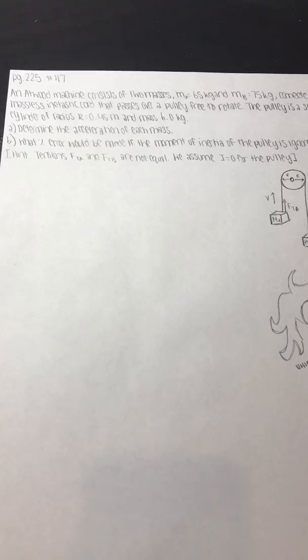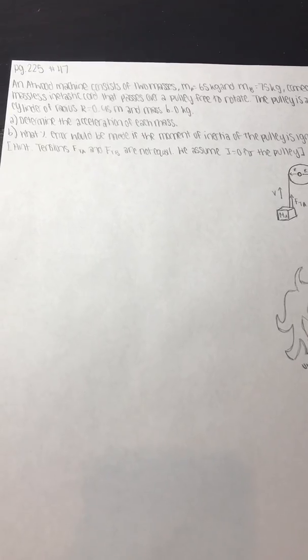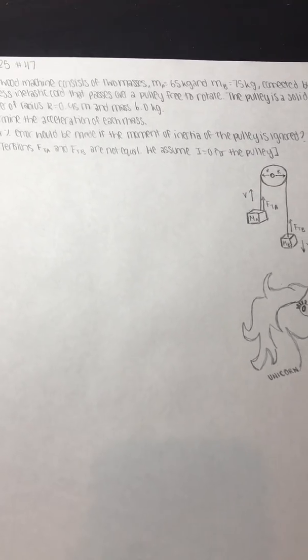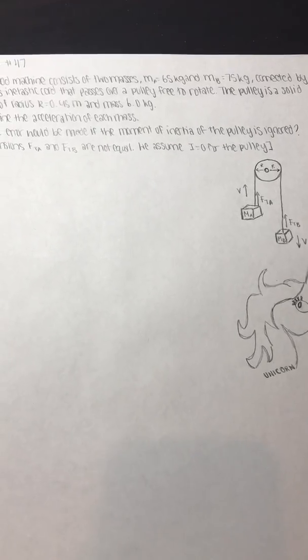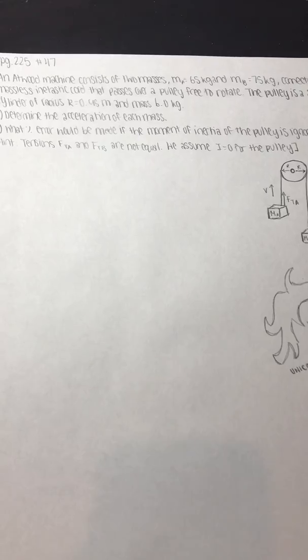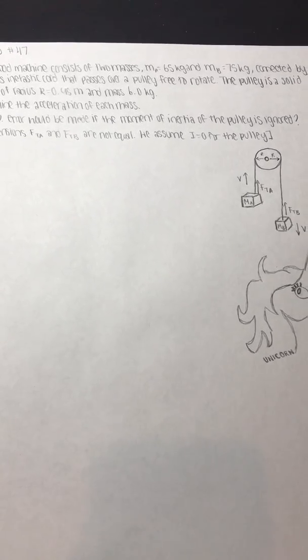The pulley is a solid cylinder of radius 0.45 meters and a mass of 6 kilograms. Determine the acceleration of each mass, and what percent error would be made if the moment of inertia of the pulley is ignored. Hint: tensions force tension A and force of tension B are not equal. We assume that moment of inertia is equal to 0 for the pulley.